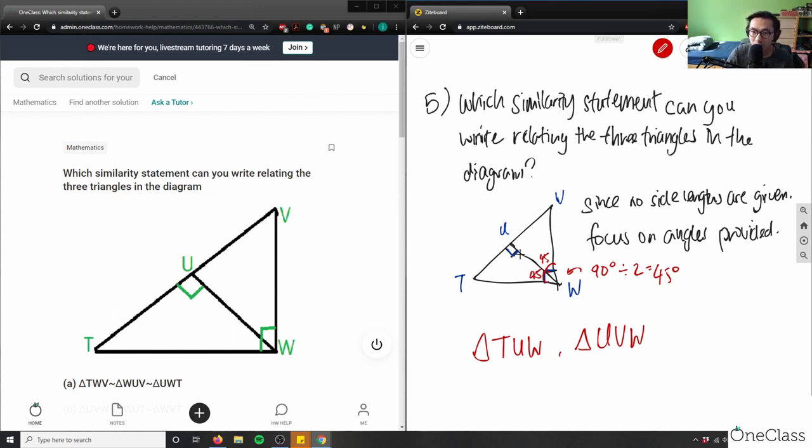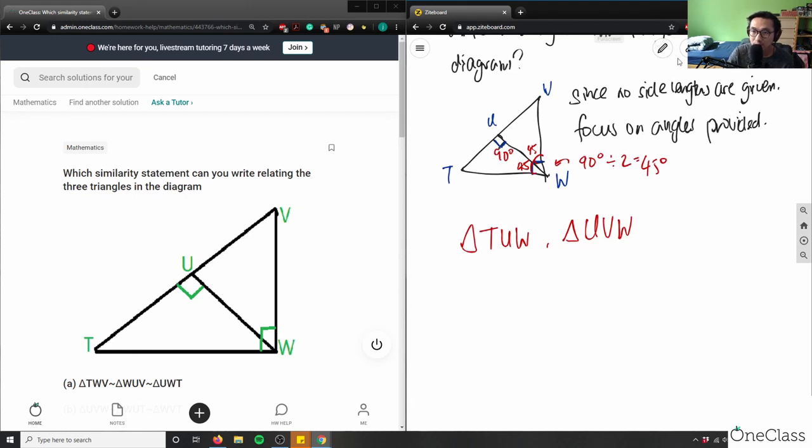And again, here I have a right angle at U, right? So which means this is also a 90-degree angle. So therefore, what I can do is solve for my missing angle T here, right? So I can say that angle T equals the sum of the interior angles of a triangle, which is 180 degrees, minus 90 degrees here, minus 45 degrees here. Which means the answer should be 45 degrees. 180 minus 90 is 90, 90 minus 45 is 45.